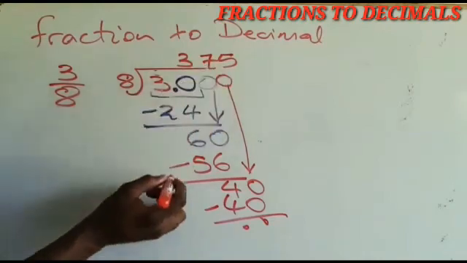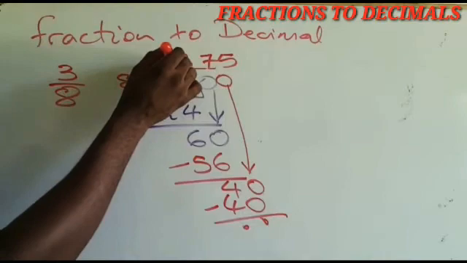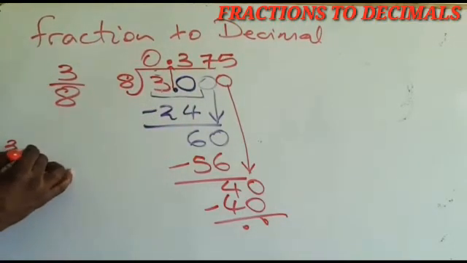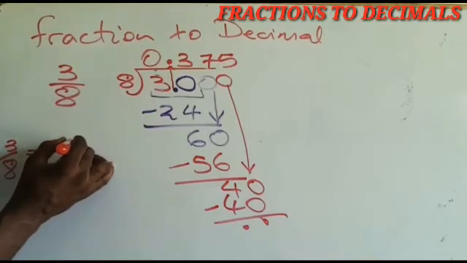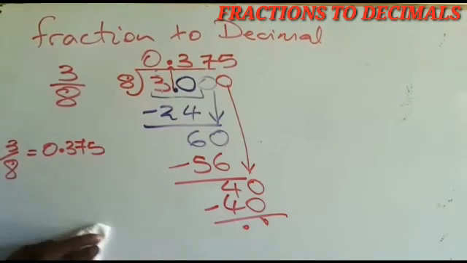So remember, the decimal point here should go back there, so we're looking at 3/8 is the same thing as 0.375 as a decimal, okay? All right, let's look at another one. I think we can take just one more.